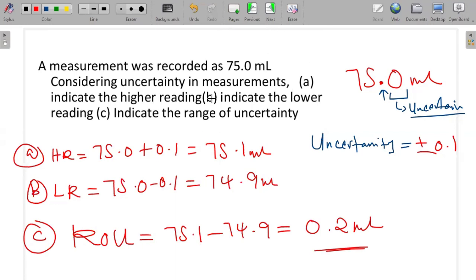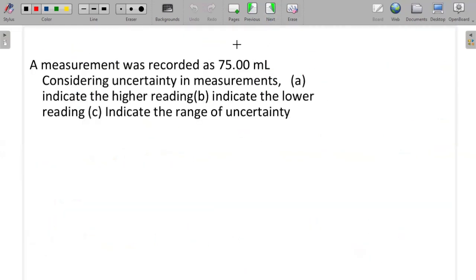Let's look at another one similar to this. Here they're saying a measurement was recorded as 75.00 milliliters. Let's first identify the uncertain digit, which is the last significant figure. Since there's a decimal point here, these two zeros are significant. So the last one is the uncertain digit.